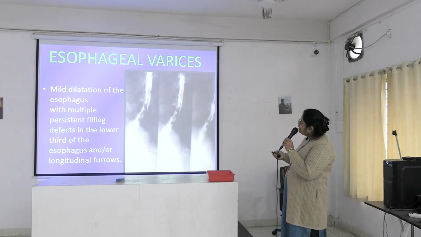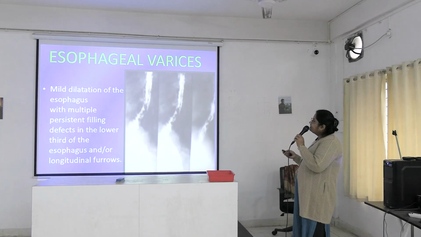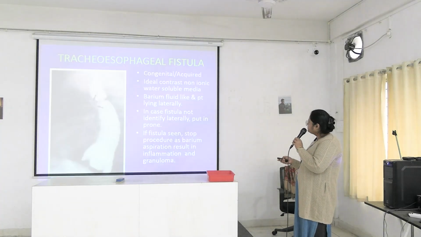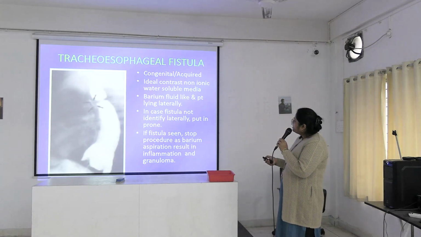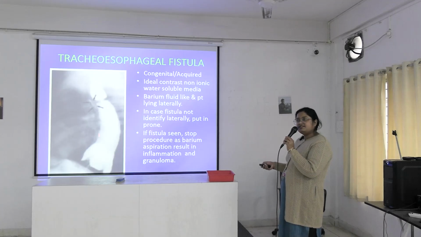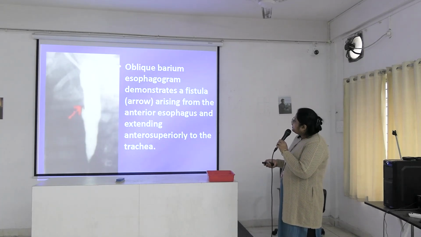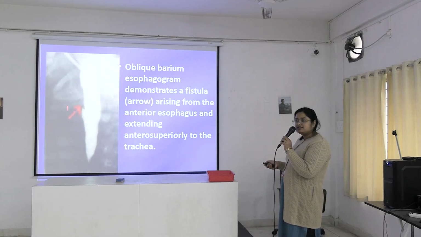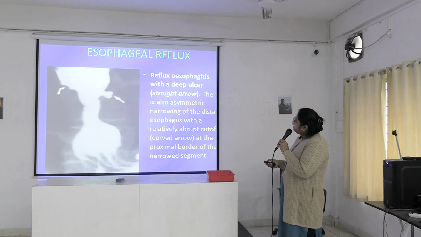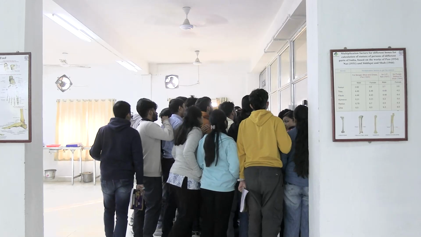Esophageal varices will look like this, with a filling defect. And tracheoesophageal fistula appears like this. Here is the tracheal shadow and the esophageal shadow. They are connected through a transverse channel. And here is another part of the fistula's tract. And here is one deep esophageal ulcer, the shadow you can see.